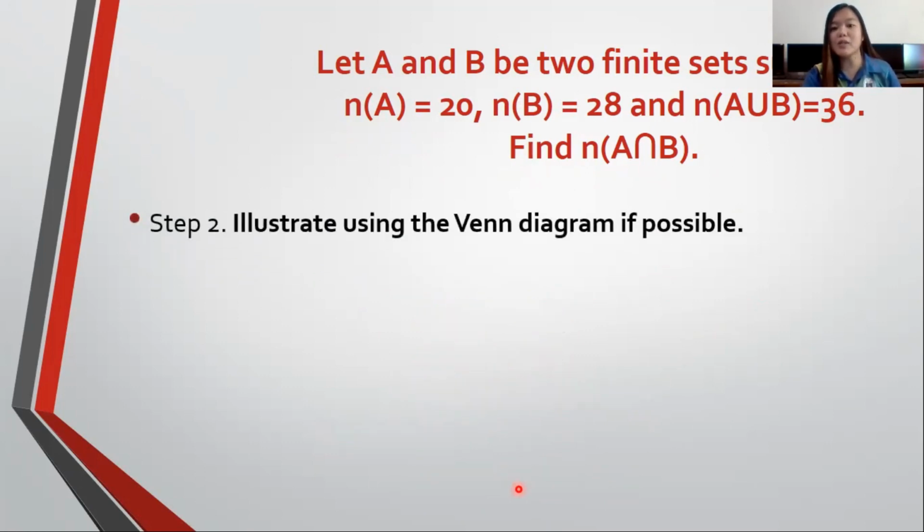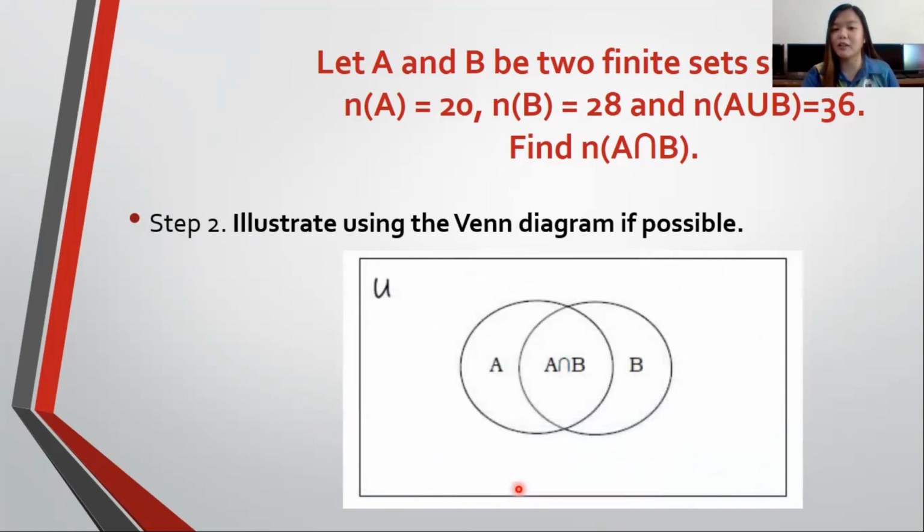So, illustrate using the Venn diagram if possible. Isulat muna natin. Maglagay muna tayo ng malaking rectangle for your universal set and then try to analyze how many sets are involved. So, since they are only two sets, A and B, dalawang circle lang yung involved. Bakit may intersection dito? Kasi ito yung part ng set kung saan meron sa B at meron din sa A.